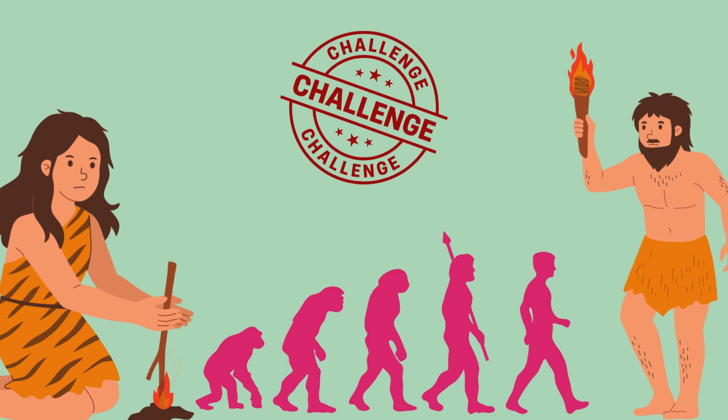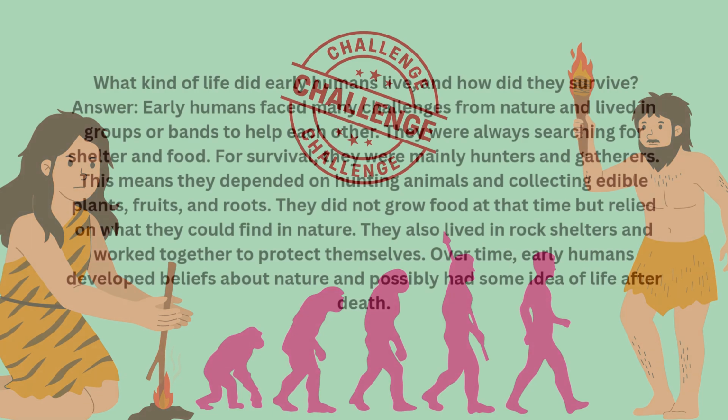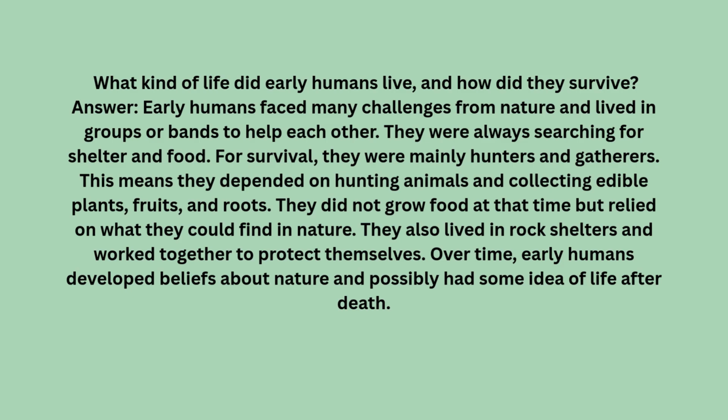They were mainly hunters and gatherers. This means they depended on hunting animals and collecting edible plants, fruits, and roots. They did not grow food at that time but relied on what they could find in nature. They also lived in rock shelters, worked together to protect themselves, and over time, early humans developed beliefs about nature and possibly had some idea of life after death.